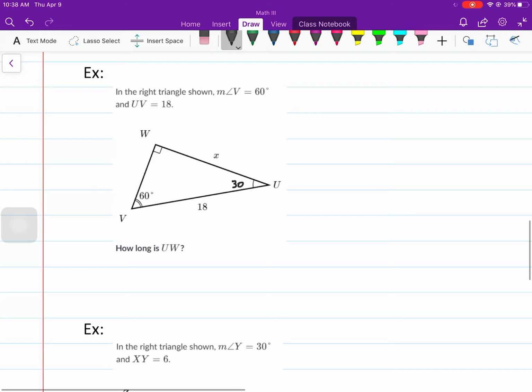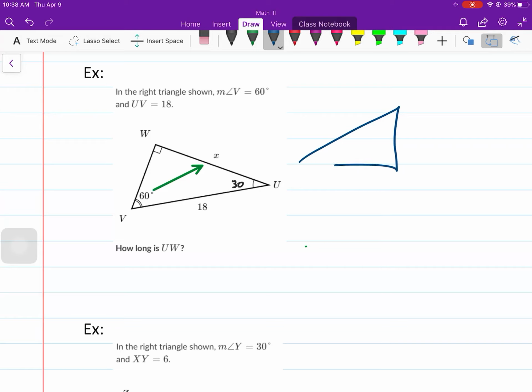And UV is 18. So in order to go to the long leg, notice this is the long leg. How do we know it's the long leg? Well, the long leg, if you remember, is across from the 60 degrees, and across from the 30 degrees is the short leg. So in order to get the long leg, we need to go back to the short leg. So if you remember from our 30, 60, 90 triangle setup, let me just write it real quick, if you have the short leg, the hypotenuse is double the short leg, right? So in order to go backwards from the hypotenuse, we're going to divide by 2. So this value right here is going to be 9.